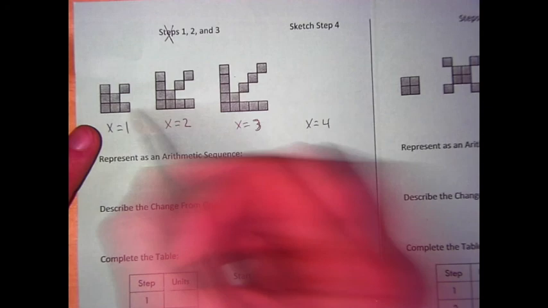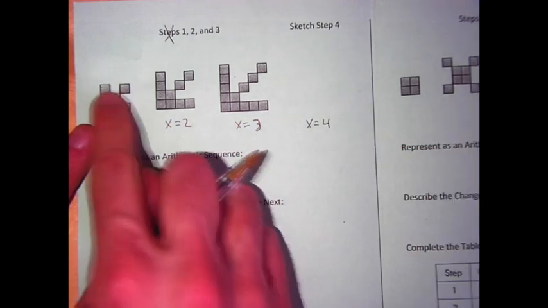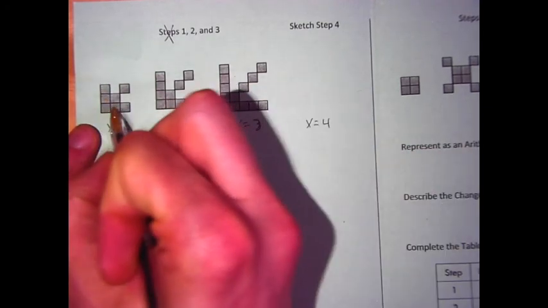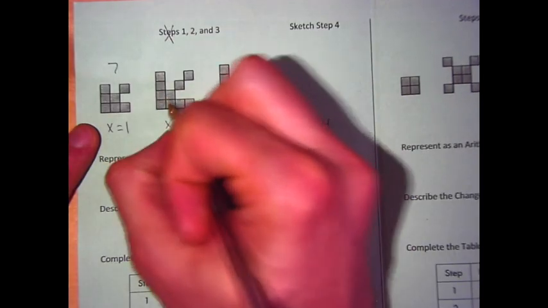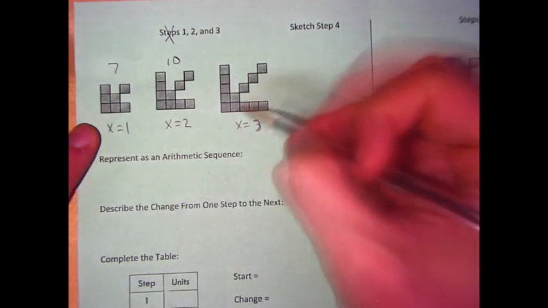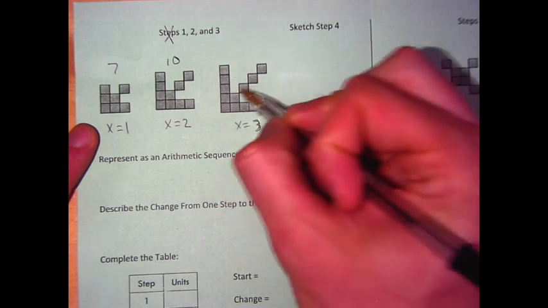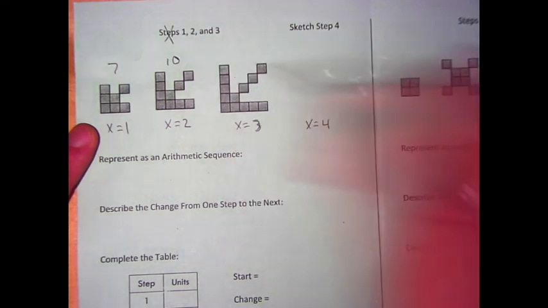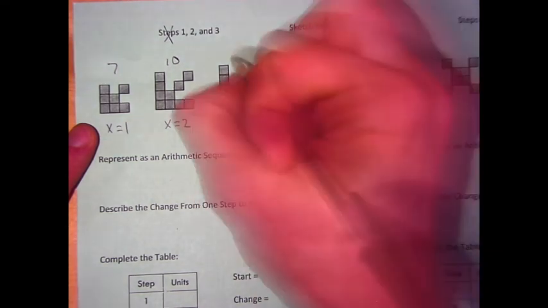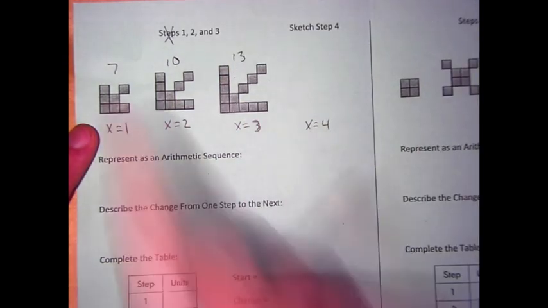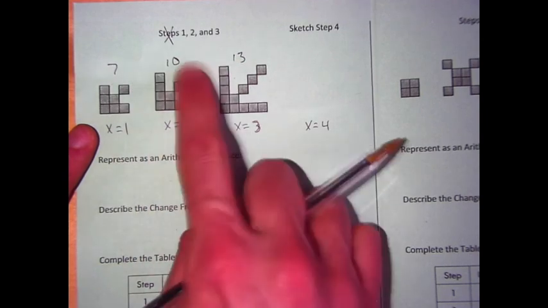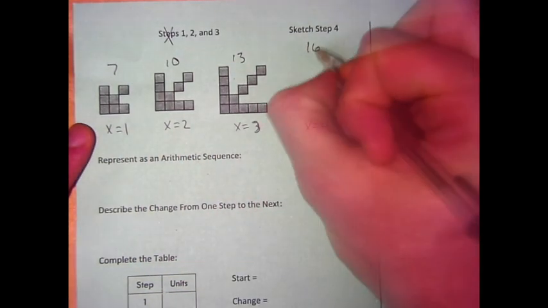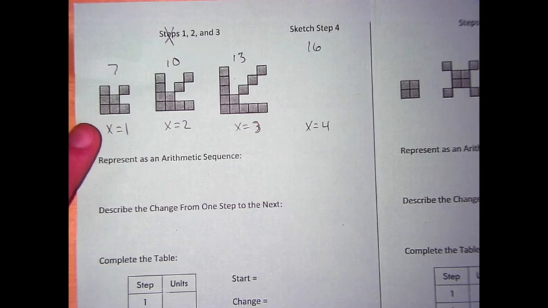When I look at this, it might help you to start by counting the squares. So 1, 2, 3, 4, 5, 6, 7. Then 1, 2, 3, 4, 5, 6, 7, 8, 9, 10. And then there's 4 here, and then 3, 3, 3. So that's 13. A lot of y'all would just be able to go 7, 10, 13, and see that change as plus 3. So step 4 is 16, right?